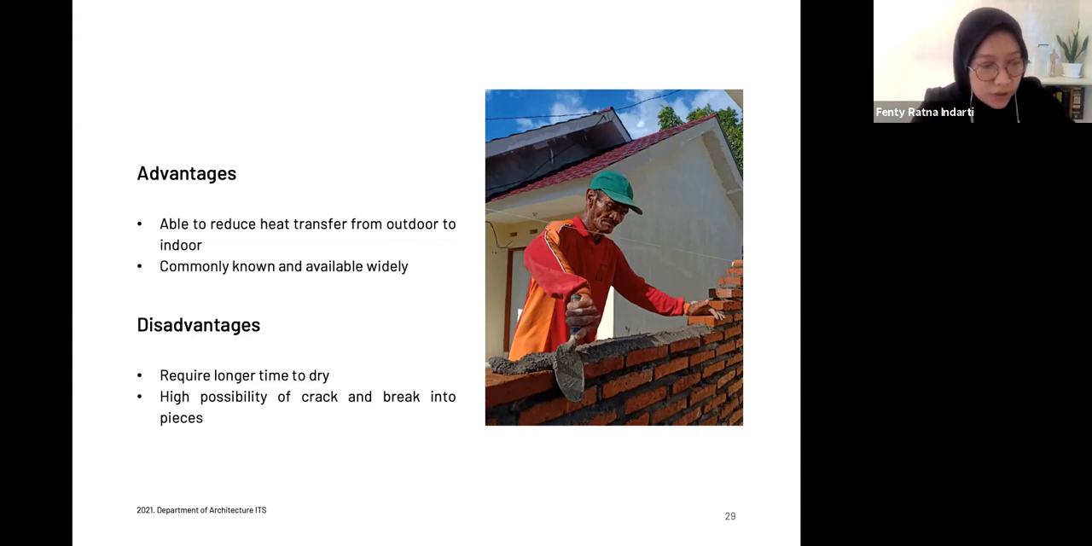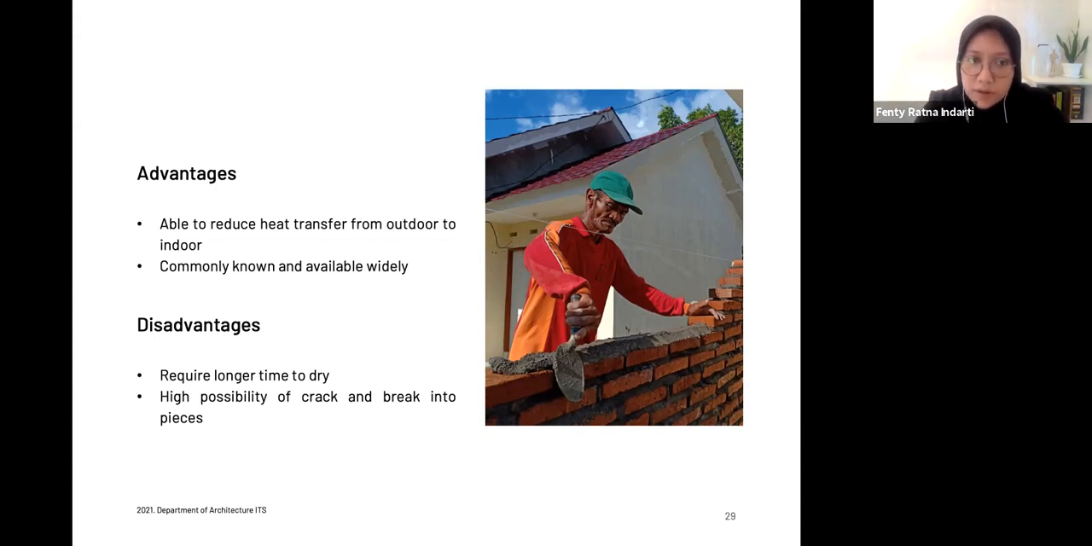We are not using engineers in our building process. We are using craftsmen most of the time. I didn't see any kind of certification for the craftsman. Craftsman means tukang. So it is really commonly known and easy to apply. And it is widely available, even though nowadays it becomes very rare to use this one.